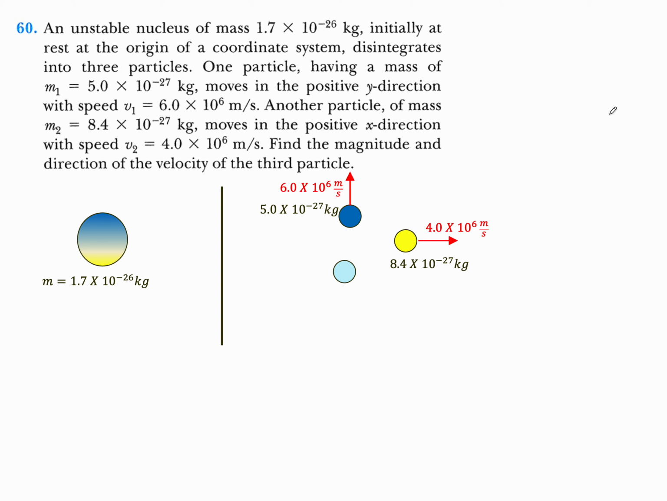So in number 60, we have an unstable nucleus with that initial mass. Initially, it rests at the origin of a coordinate system. It disintegrates into three particles, and they give us the mass and the directions of each. And so I've drawn those over the side.